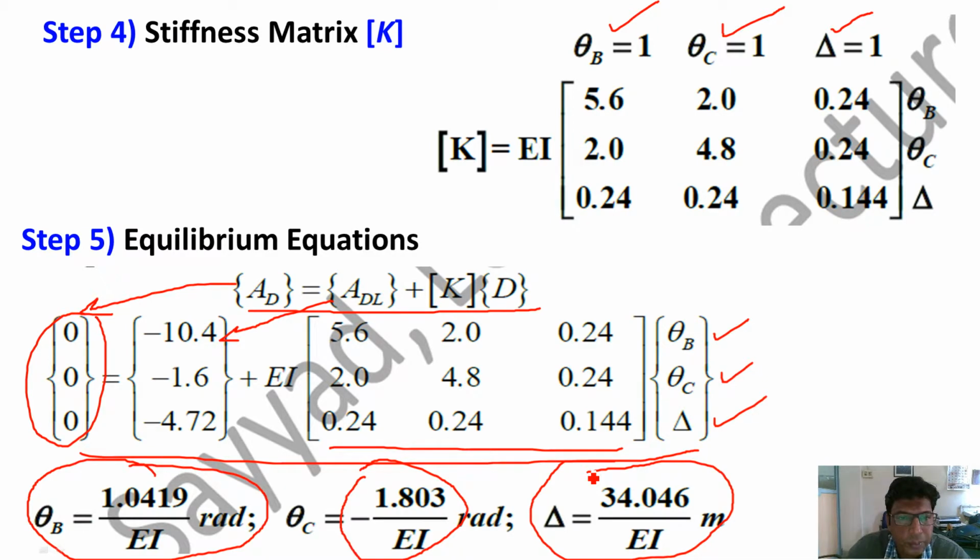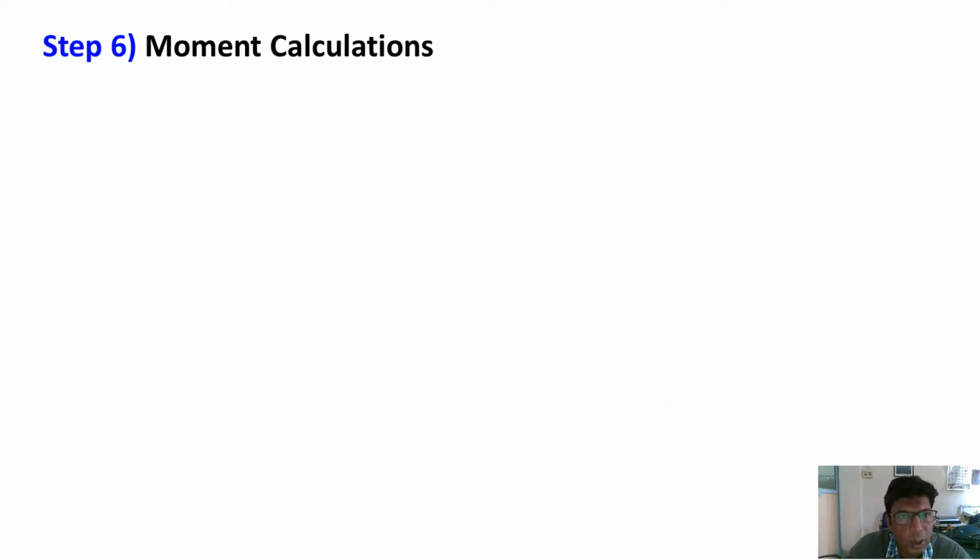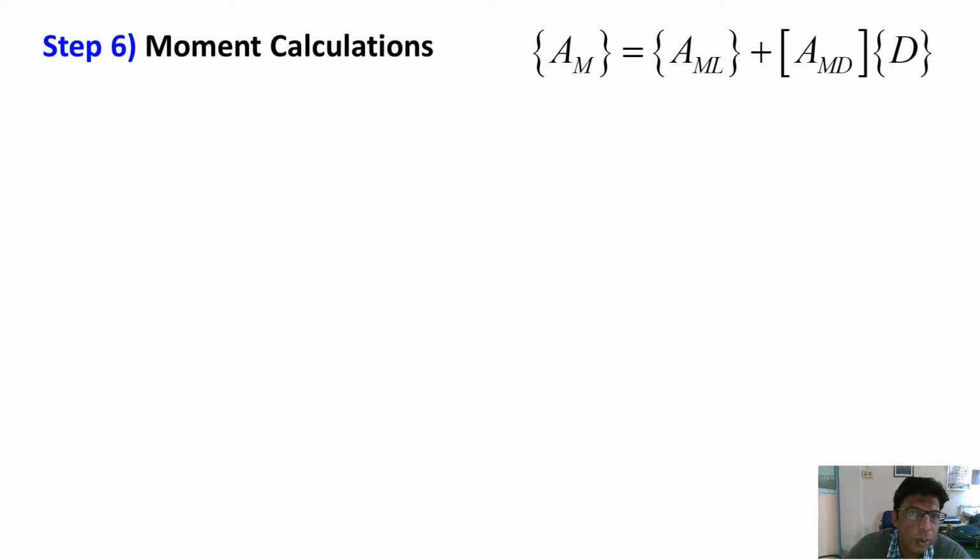If you want to find the moments in the given portal frame, we can calculate them using the equation AM equal to AML plus AMD into D. This equation we have already used for the beam. AM stands for the vector of unknown moments. AML stands for values of those unknown moments in the restraint structure.